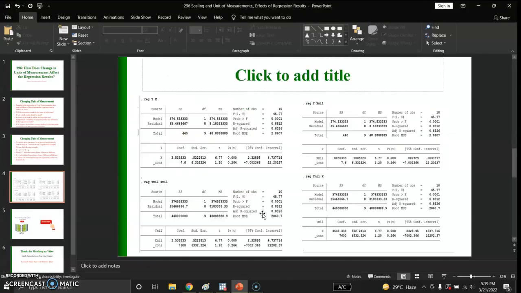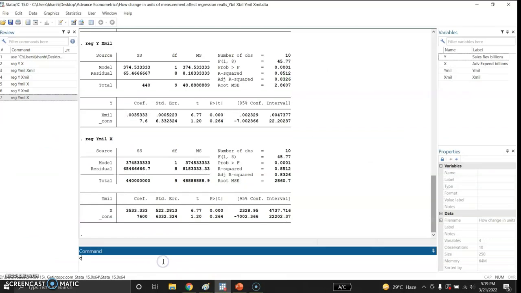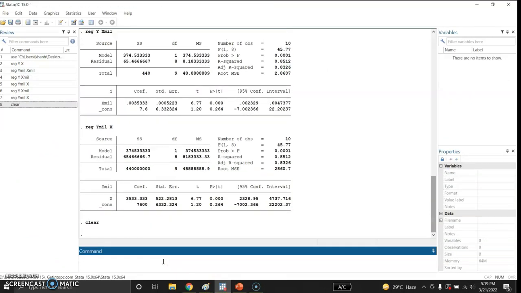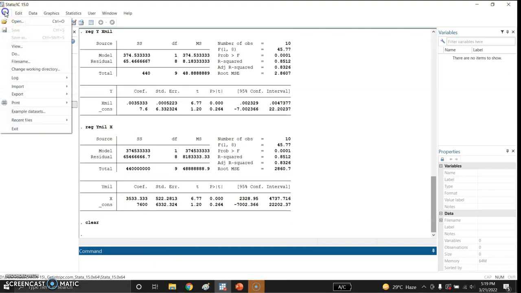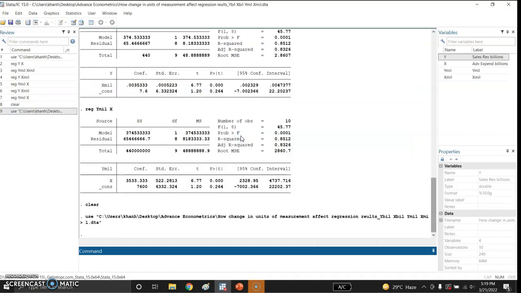In order to show you the results, let me go to Stata and let me clear this old data. So let me open my file, and here is my file. Let me show you the data.